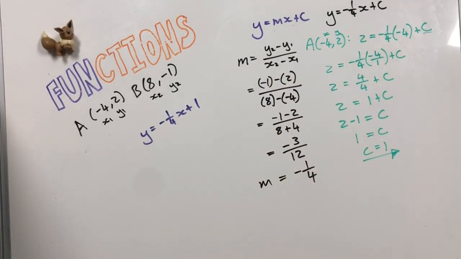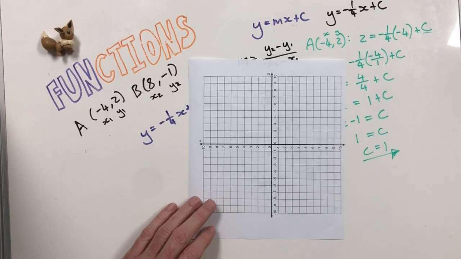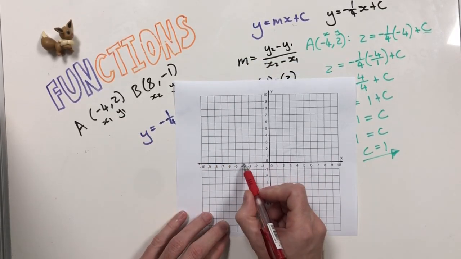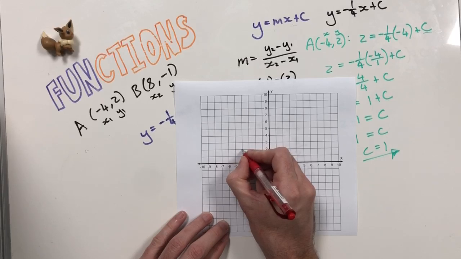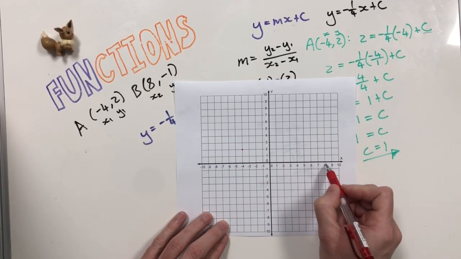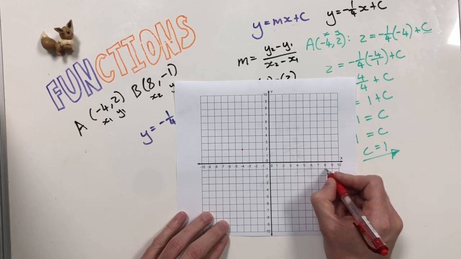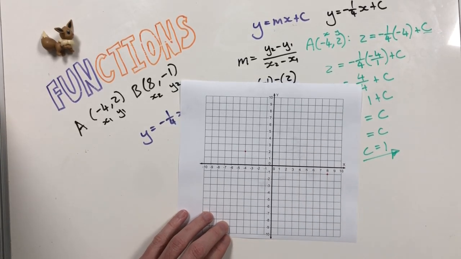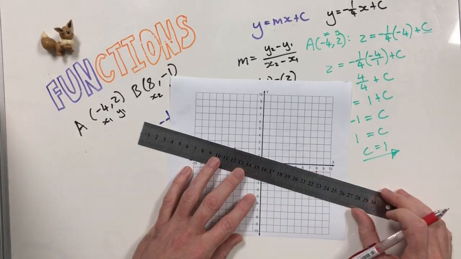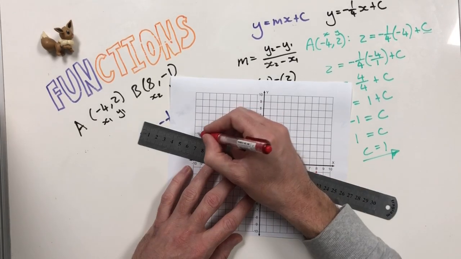Let's quickly do that. I have a piece of paper here. Let's quickly draw our 2 points. x is -4, y is 2, so that would be there. And then x is 8, y is -1. That would be there. And if I draw the line to test, the line of testing.